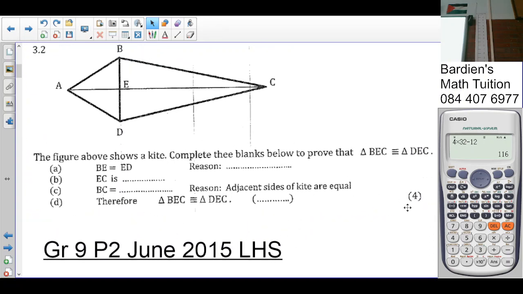Okay. The figure above shows a kite. Complete the 3 blanks below to prove that triangle BEC is similar to or congruent to DEC.